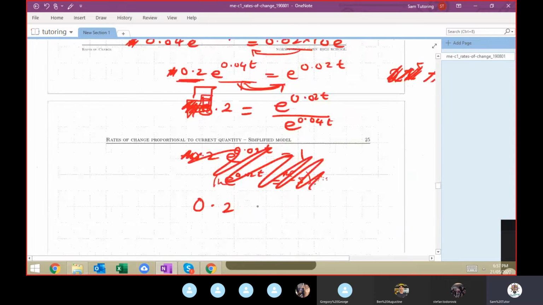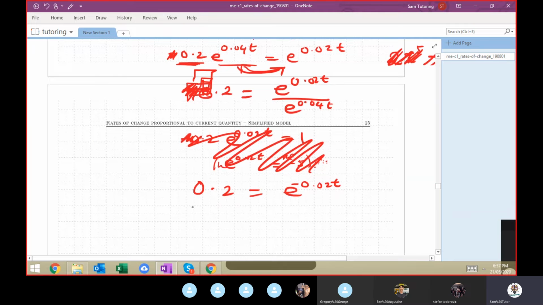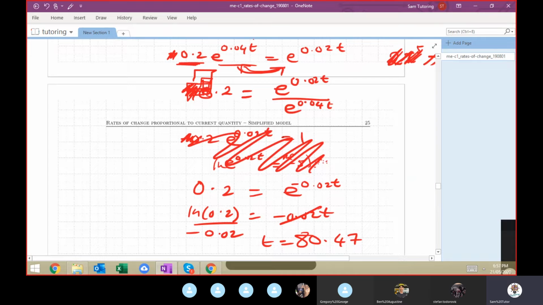So it is just the positive case, which is 0.2 equals e^negative 0.02t. Then you log both sides, and then divide by negative 0.2. And that should give us 80.47. So what's the question say?